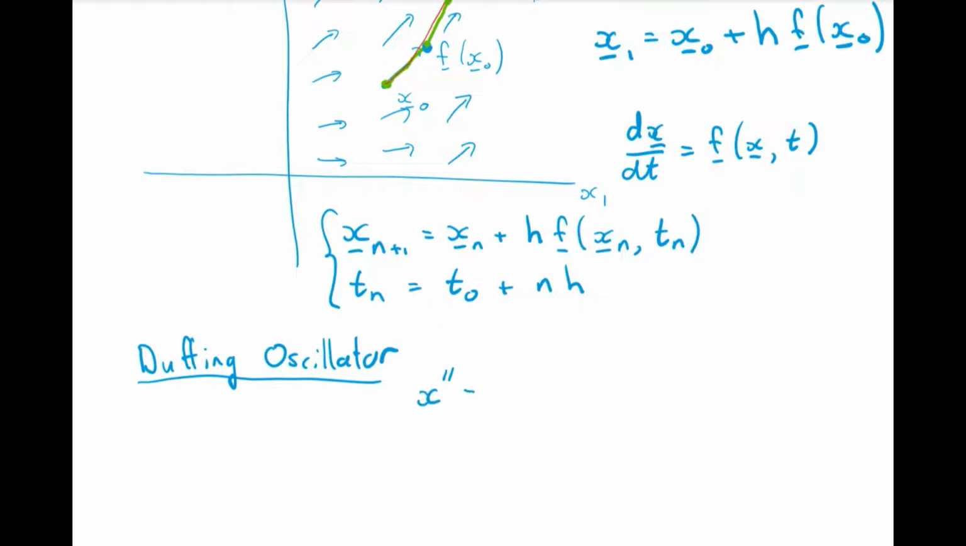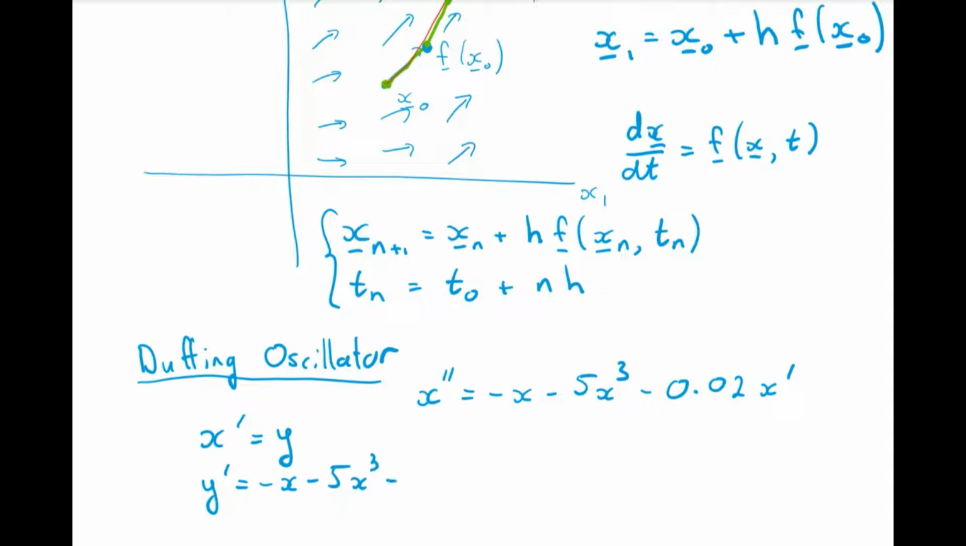The acceleration is the force, which is minus x minus 5x cubed, so it's got a nonlinear force now, and it's got a damping proportional to the velocity. And if we introduce a new variable y to be the velocity, I get x prime is y, y prime is minus x minus 5x cubed minus 0.02y. Here's my system, a nonlinear planar system that I'm going to solve numerically with Euler's method in Octave.